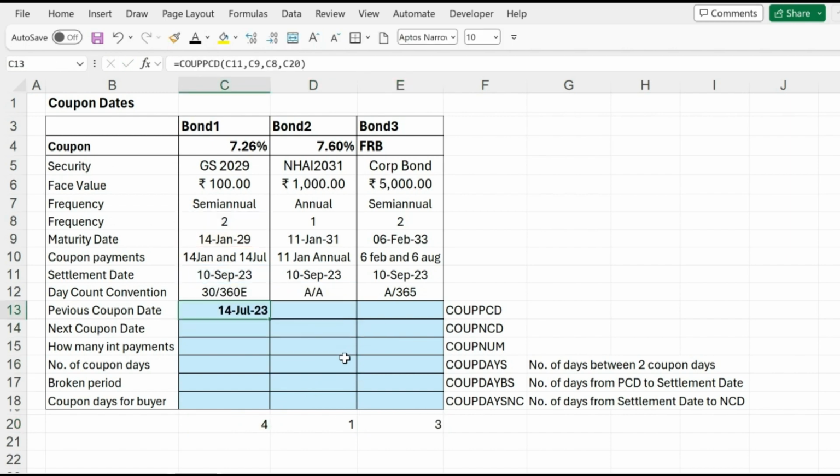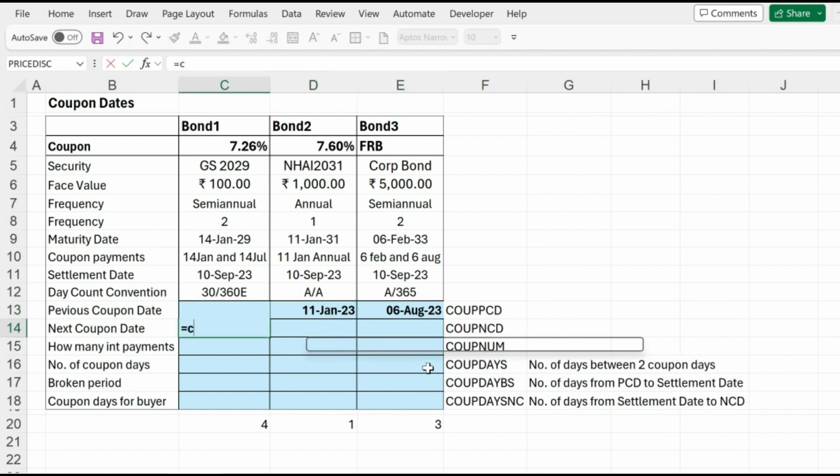Okay. Now I'm going to copy this in the next two columns. So 14th July was the previous coupon date. 11th January 2023 was the previous one, because this is annual, the next will be 11th January 24. 6th August 2023 was the previous coupon date.